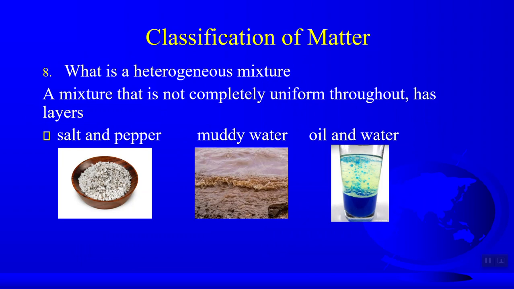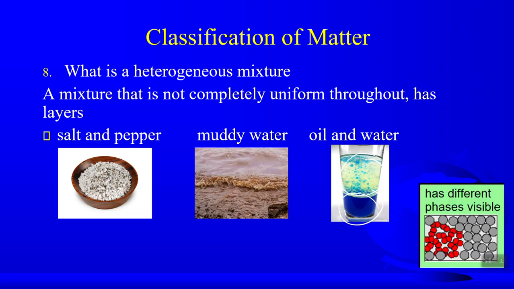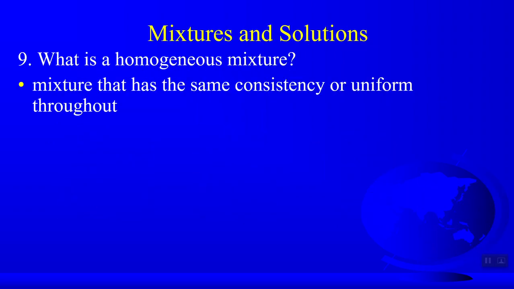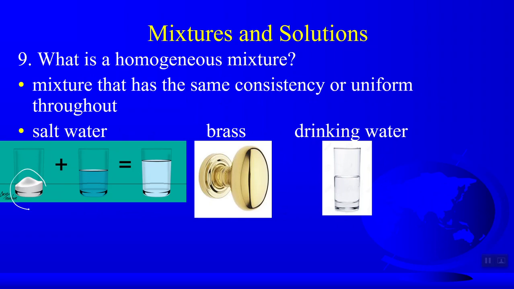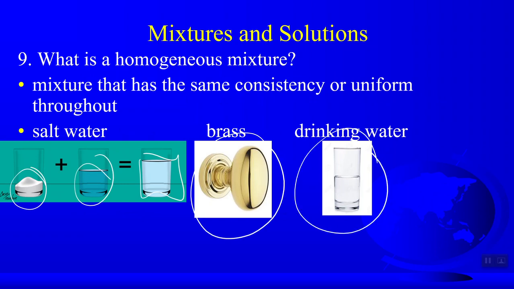So, what is a heterogeneous mixture? A mixture that is not completely uniform throughout. It has layers: salt and pepper, muddy water, oil, and this water has had some food coloring added to it. Different things visible. A homogeneous mixture has the same consistency or is uniform throughout. It looks like it's the same thing, but it really isn't. How about if you get some salt and add it to water? What do you get? Salt water. It looks like water, but it's not. There's salt in there. Copper and zinc makes brass, and drinking water has H2O and all sorts of other things that don't hurt us. But it looks like it's one thing. That brass doorknob looks like it's one thing. Salt water looks like it's one thing, but it's not.